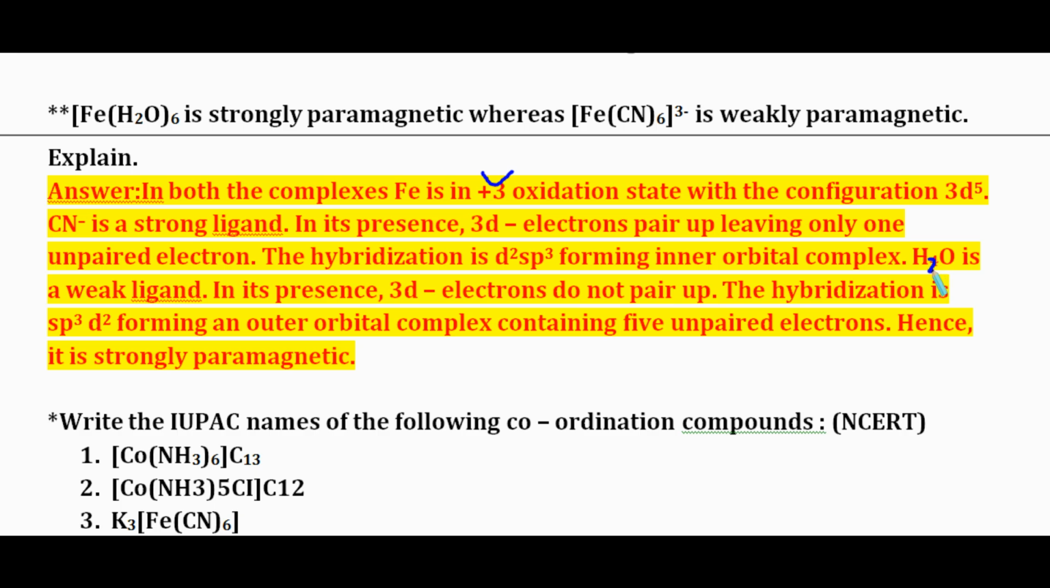In H2O, which is a weak ligand, in its presence 3d electrons do not pair up. The hybridization is sp3d2, forming an outer orbital complex containing 5 unpaired electrons. Hence, it is strongly paramagnetic, because if the number of unpaired electrons in transition metals is more, then they are more paramagnetic.